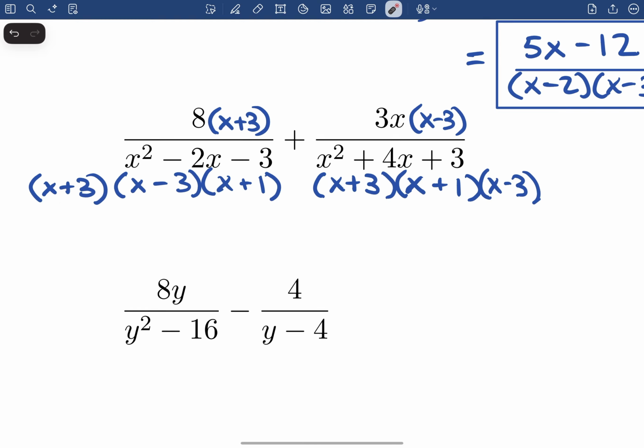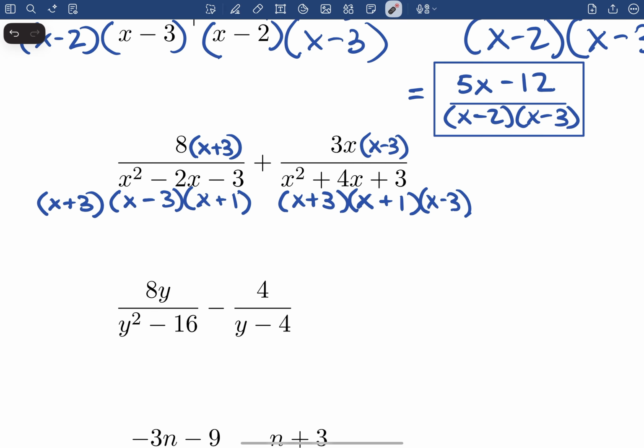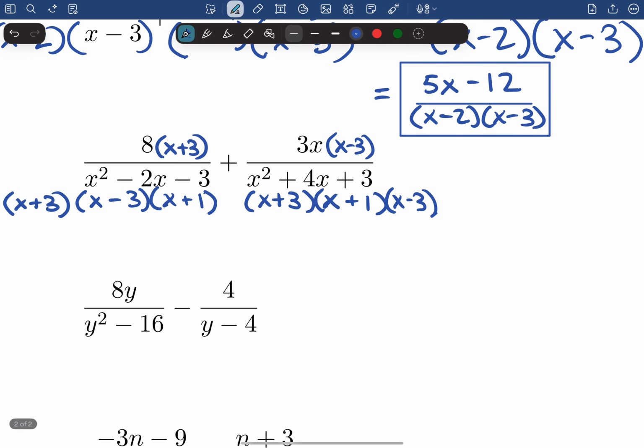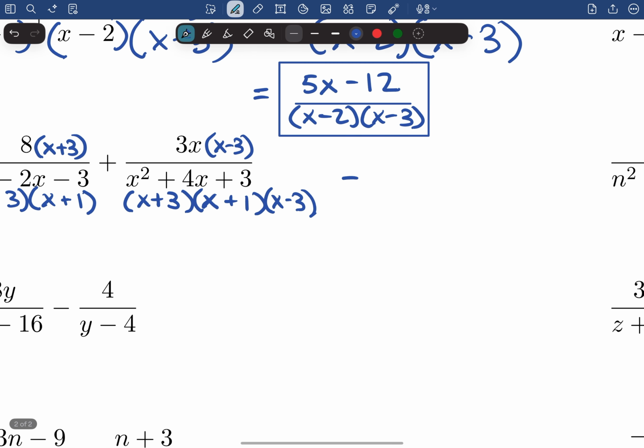They have an x plus 3, yep. An x minus 3, yep. And an x plus 1. So they have all the same factors. And because of that, we can now add these two fractions because they have the same denominator. So let's go ahead and write everything out.